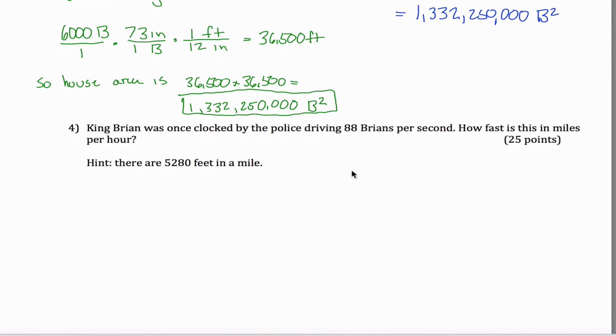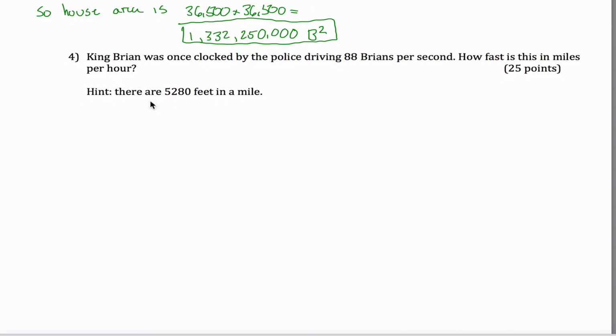This last problem here, I have compound units. For this next one, I'm driving 88 Bryans per second. How fast is that in miles per hour? Well, we can think about it as 88 Bryans over 1 second and do some conversion. We can change Bryans into inches by taking advantage of the fact that there's 73 inches in 1 Bryan. And then we change inches into feet by taking advantage of the fact that 1 foot is the same as 12 inches. And then finally, we can change feet into miles by saying that 1 mile is 5,280 feet.